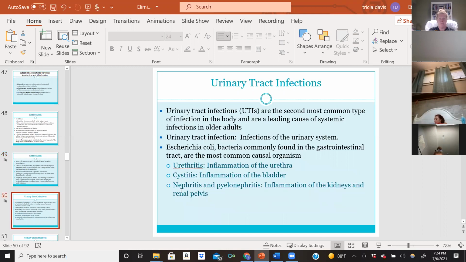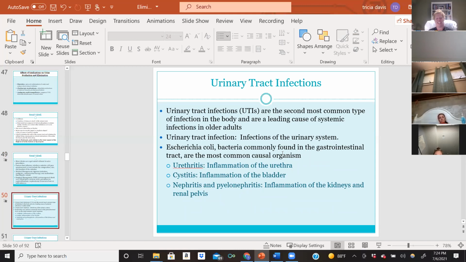Okay, let's see. Urinary tract infections. UTIs are the second most common type of infection in the body, and they are the leading cause of systemic infections in older adults. What is the biggest symptom that you see in patients that come into the emergency room that could have a UTI? What do they usually present with?